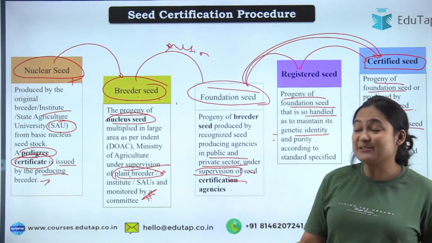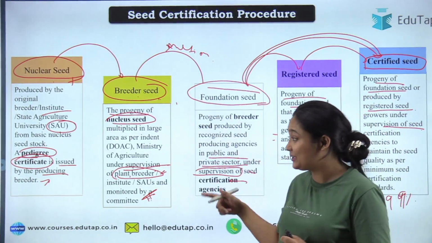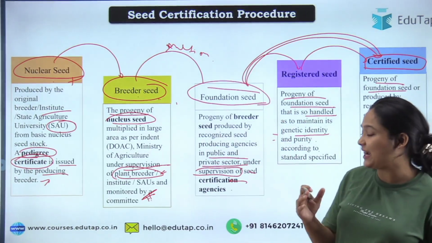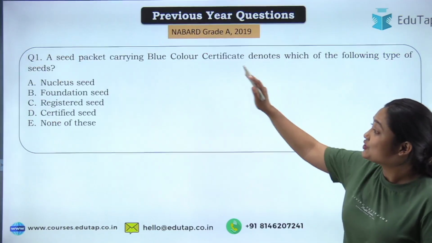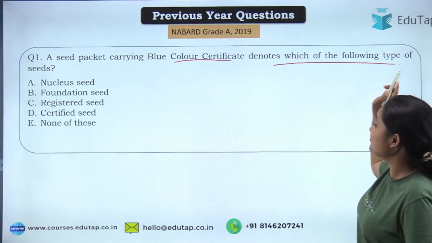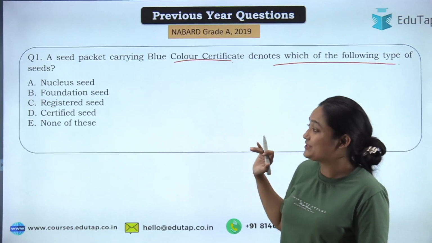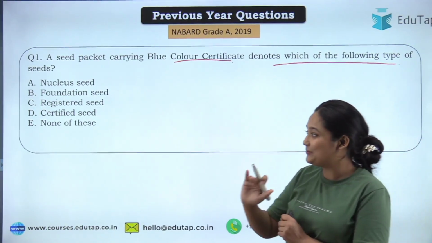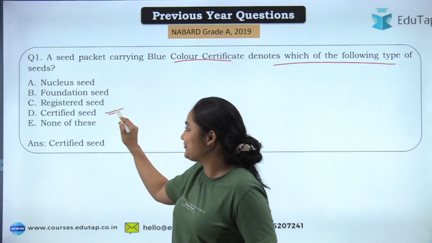Okay, so now let's move to the PYQ that we have discussed, and let's have a quick look at another PYQ from this topic. Then we will practice a question that I will give you, and I'll answer it in the next class. A seed packet carrying a blue color certificate denotes which of the following types of seed? Your options are nucleus seed, foundation seed, registered seed, certified seed, and none of the above. Now I know you might be thinking, this is quite easy because we have studied it. Of course, it will be your certified seed.